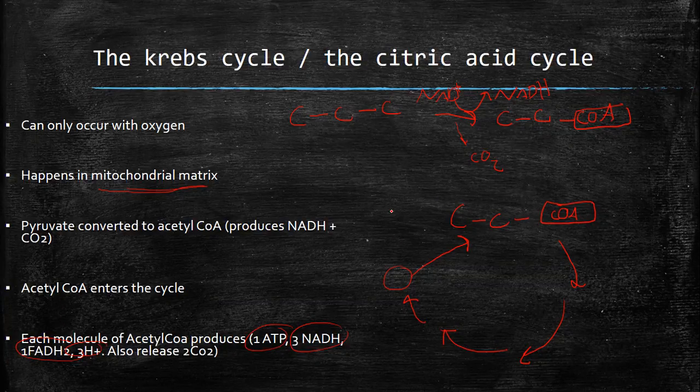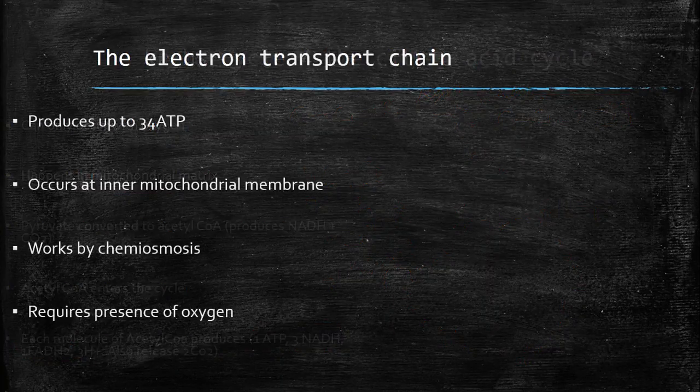It's important to remember that 1 molecule of glucose results in 2 pyruvate, which results in 2 acetyl-CoAs. So really, for each molecule of glucose, we produce 2 ATP in this phase, we produce 6 NADHs, 2 FADH2s, and 6 hydrogen ions. Alright, moving on to the next stage.